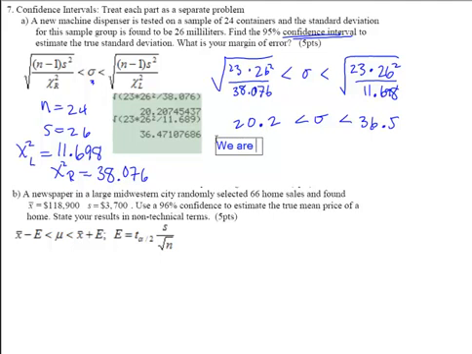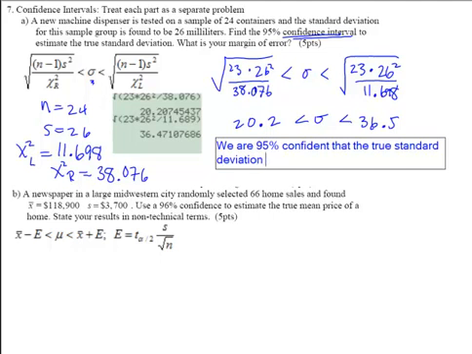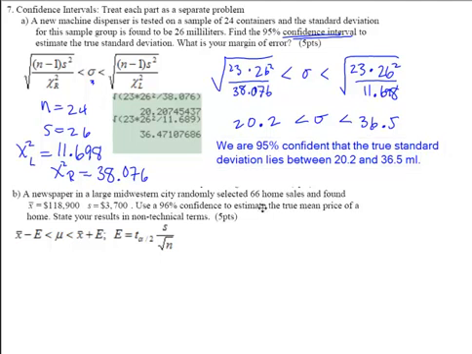We are 95% confident that the true standard deviation lies between 20.2 and 36.5 milliliters. Okay, so that's 7A. 7B is another confidence interval problem.